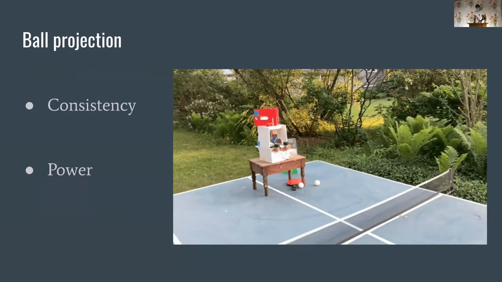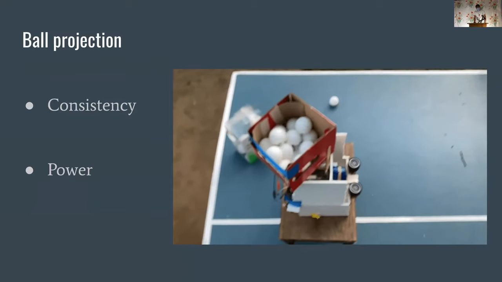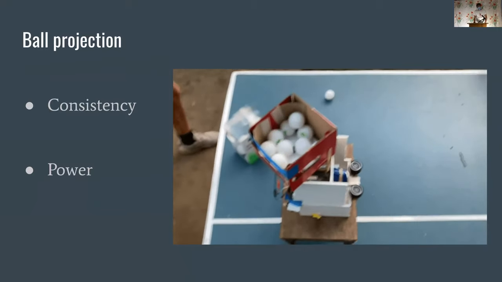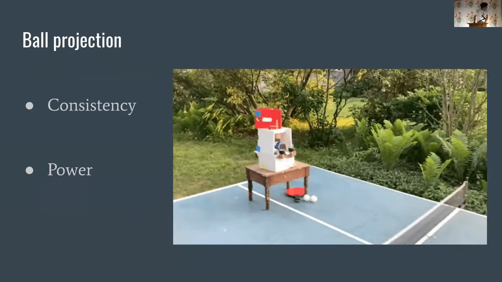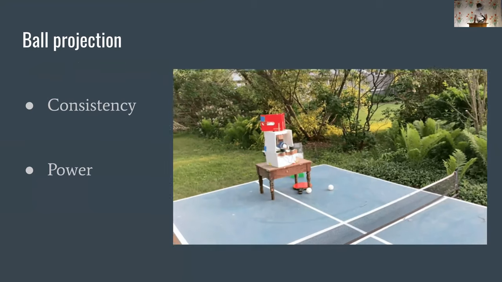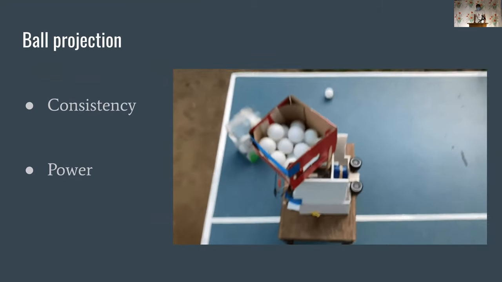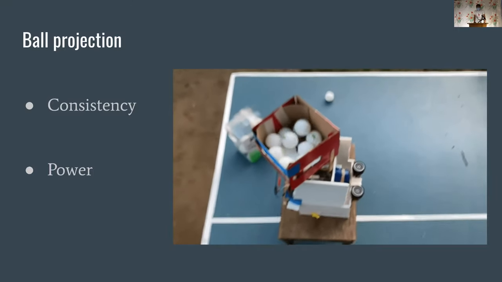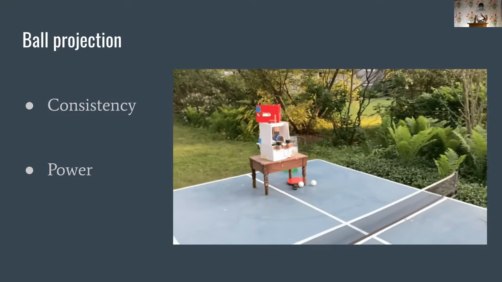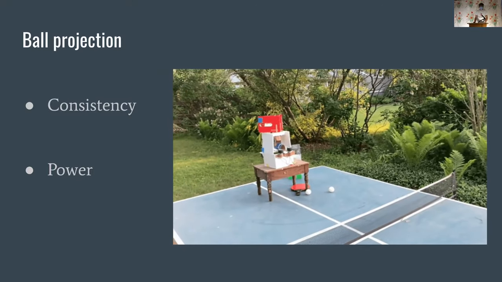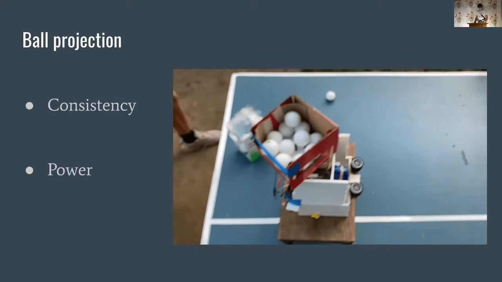Okay, the ball projection. The main two things that I focused on were the consistency and the power, and those are the main two problems I faced. Basically, the design that I found that worked the best was two side by side. That was the most consistent and would work the best, because with the other ones, sometimes they touch the top and sometimes the bottom, and they're a lot less consistent with the spin.